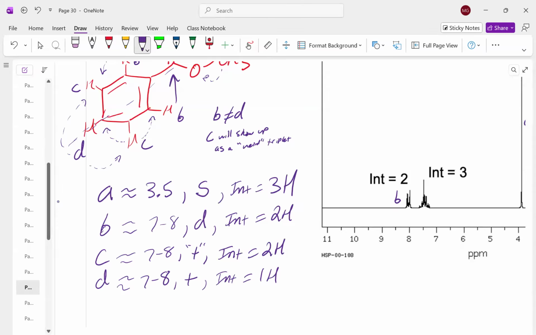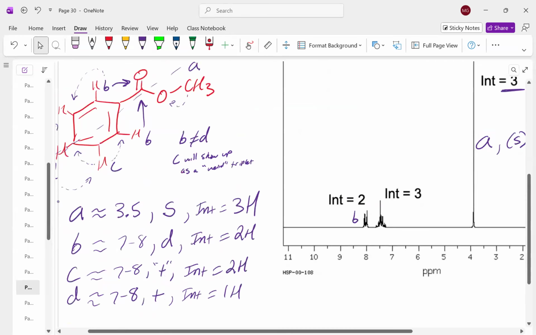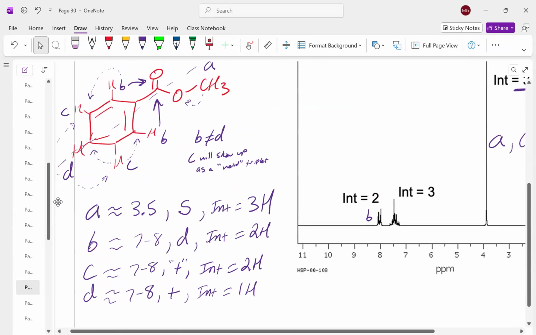And they kind of look like a doublet. I can't really zoom in much or else it gets a little too messy, but you've got a nice little doublet there, and an integration of 2.